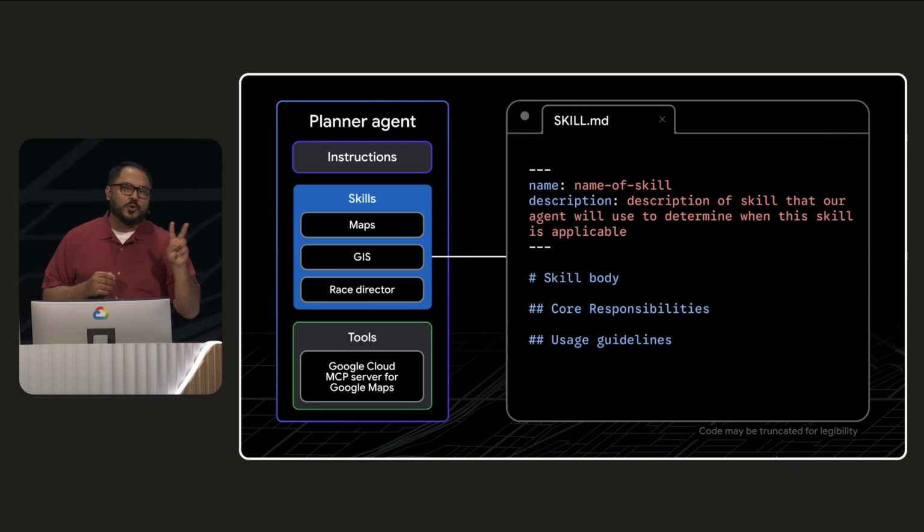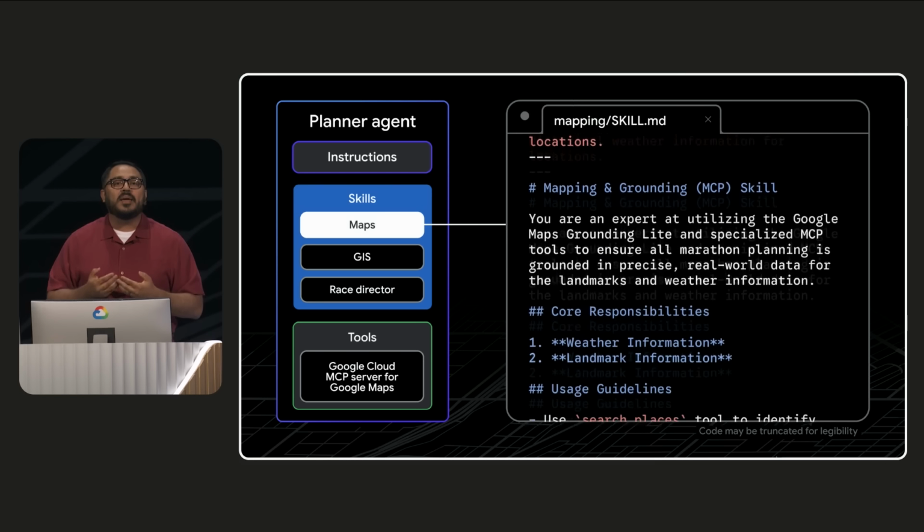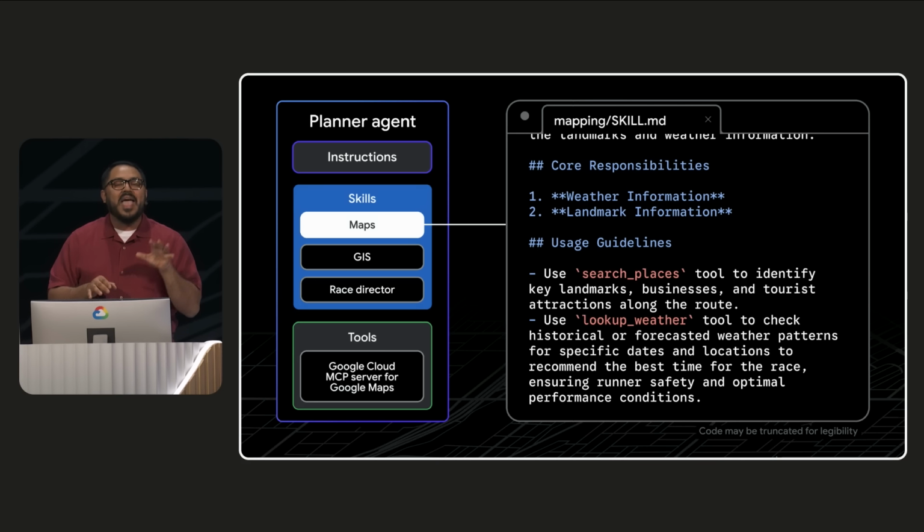A skill has two parts, the YAML metadata and the markdown body. The metadata is loaded into context in the beginning. It contains a description which lets our agent know when to load the rest of the skill. We have 3 skills for our agent. Let's look at the mapping skill to see how it makes our agent an expert at using Google Maps. It can selectively call the maps tools based on the agent loading the skill.